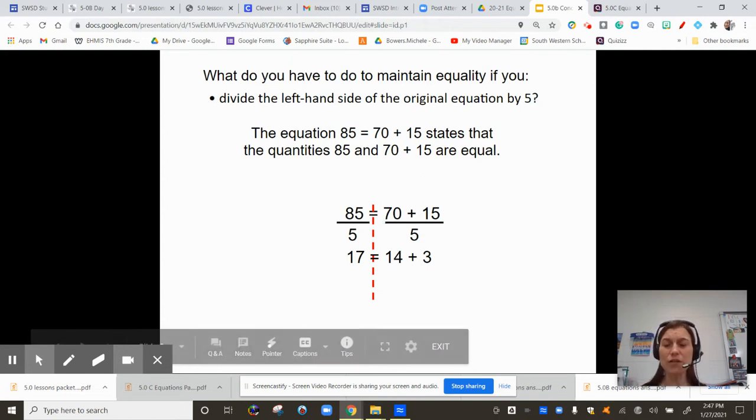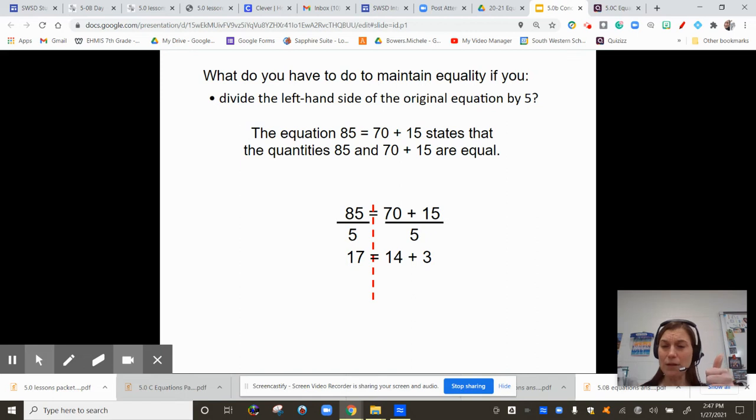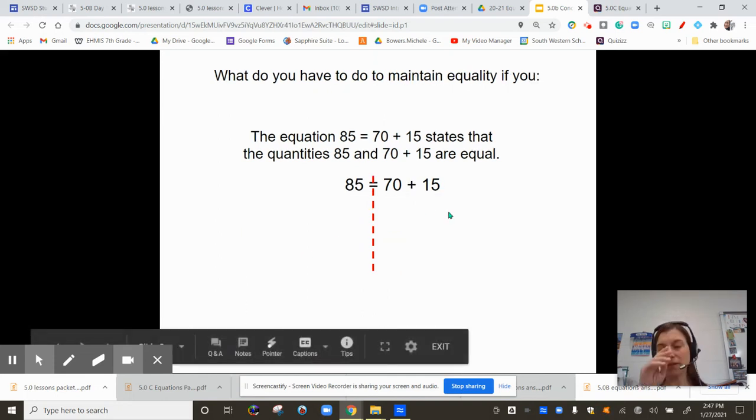So now we showed division. So we showed how do we maintain equality when we're adding? How do we maintain equality when we're subtracting? How do we maintain equality while we're dividing? Now we're going to maintain equality while we're multiplying. So multiplication is kind of like division. It's going to have to be by everything.